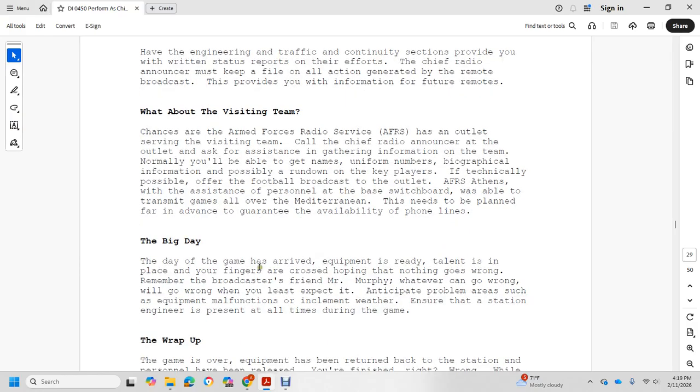It's the big day of the game and the equipment has arrived and is ready. The talent is ready to play, fingers are crossed, and you hope nothing goes wrong. Remember the broadcaster's friend, Mr. Murphy: whatever can go wrong will go wrong when you least expect it. Anticipate problem areas such as equipment malfunction and inclement weather. Make sure the station engineer is present at all times during the game.